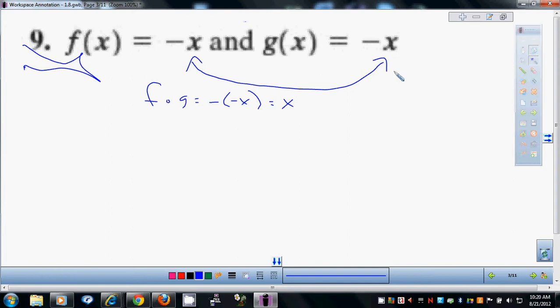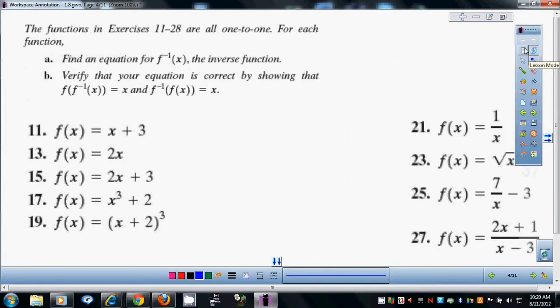Number 22 is the homework number today where that's going to happen, because I had people going, whoa, this doesn't make sense. Yes, functions can be their own inverses. So watch out for that. All right, let's move on.